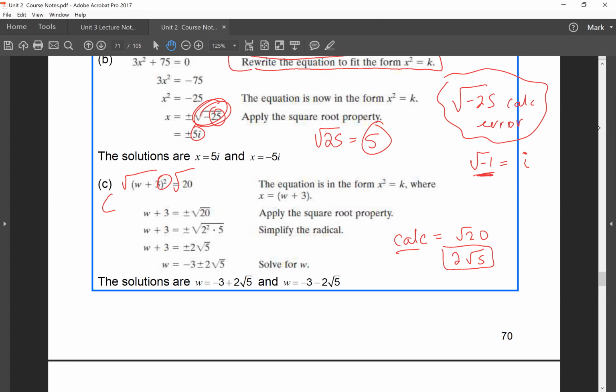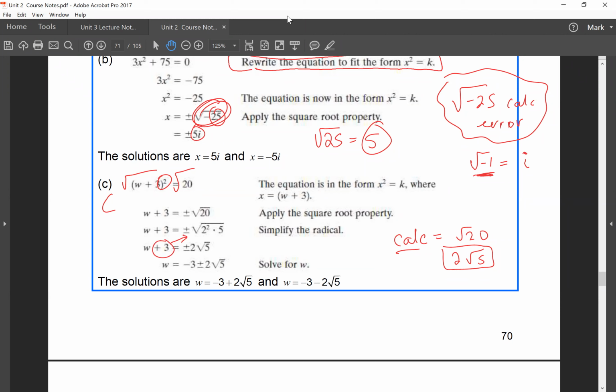All right, anyways, so I take the square root of both sides, which leaves me with W plus 3 equals plus or minus, right? This could be positive root 20 times root 20 or negative root 20 times negative root 20. And then I solve square root of 20 and I get 2 root 5. So the only thing left to do is to move this 3 over.